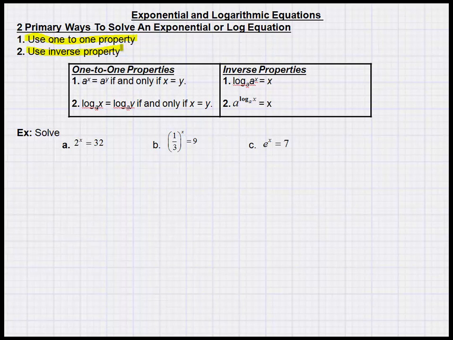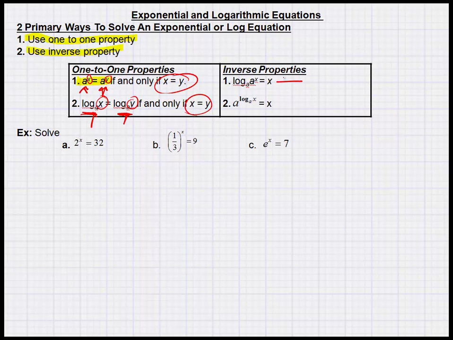So the one-to-one property. Because exponentials and logs are one-to-one functions, they have this one-to-one property. For exponentials, if I have two exponentials equal to one another, if the bases are equal, so in this case they're both a, then the exponents also have to be equal. So x has to equal y. Same thing for two logarithms. If I have two logarithms that are equal to one another, if the bases for each logarithm are equal to one another, then the things inside the logarithm also have to be equal to one another. And that's due to the fact that these are one-to-one functions.